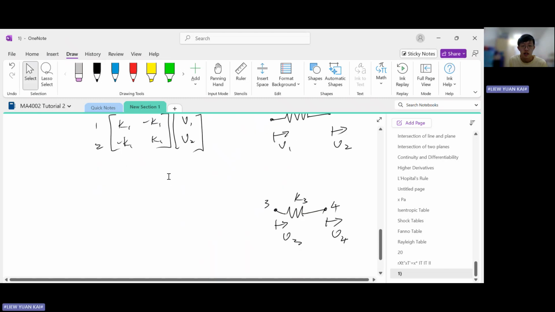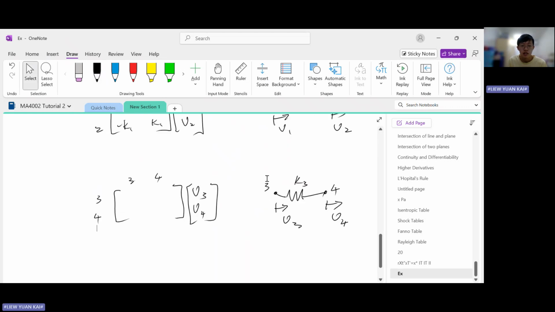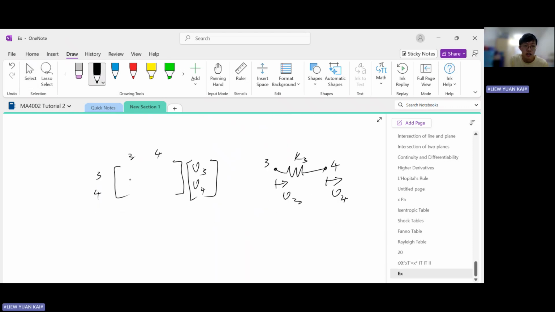Then we can write out its element equilibrium equation. The nodal displacements are U3, U4, and the nodes are 3 and 4, right? So I can label the column heading and the row heading with 3 and 4. Because the spring constant is K3 instead of K1, it'll be K3, minus K3, minus K3, and K3.